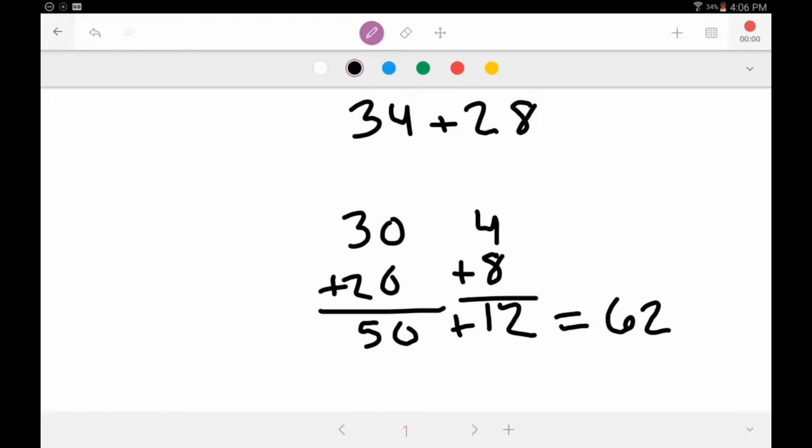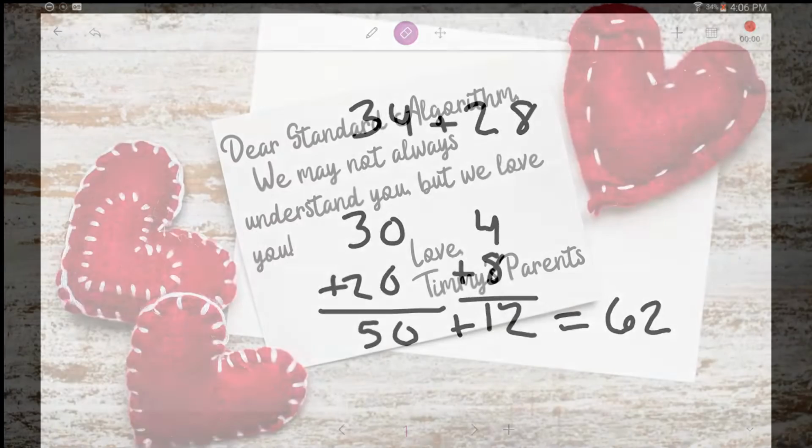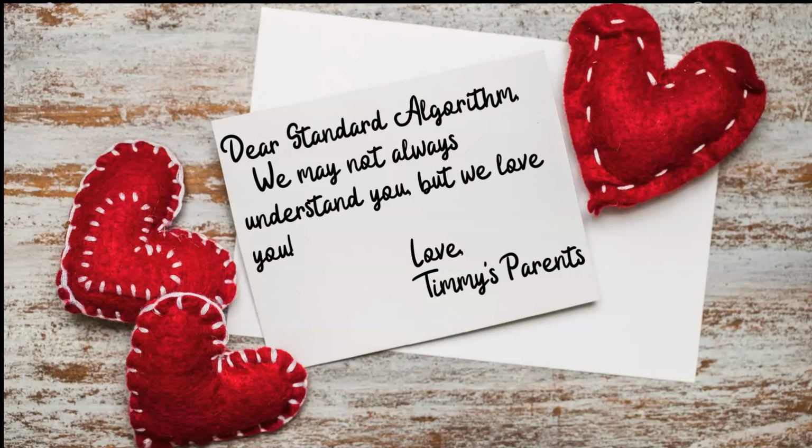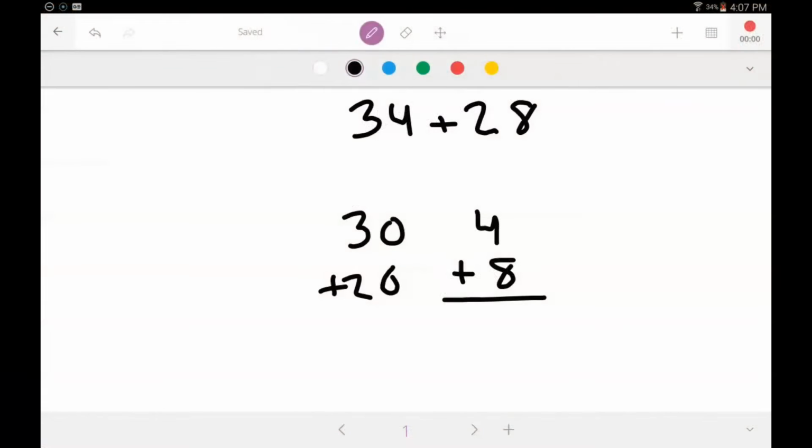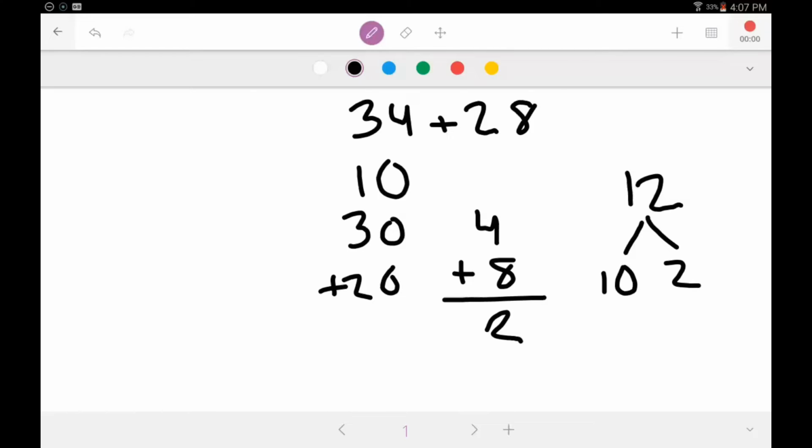Now, let's take a look at how we could bridge partial sums like this into our traditional algorithm. This time, I'm going to just clear away part of it so we can take another look. 8 plus 4 is 12, and I know that 12 is a 10 and a 2. So I'll place my 2, and then I'm going to put my 10 over here with its friends in the tens place. Now when I add those together, I get 60.